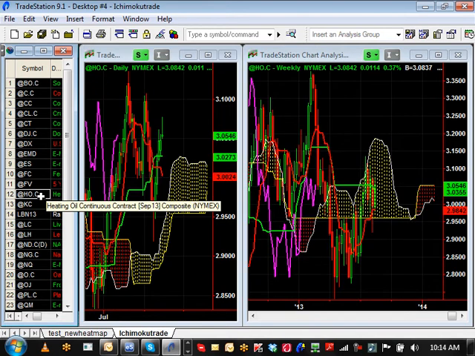Okay. Heating oil, if you look here, is really not doing anything at all. Resistance is basically 3.0546. Support on this one is going to be 3.0273.